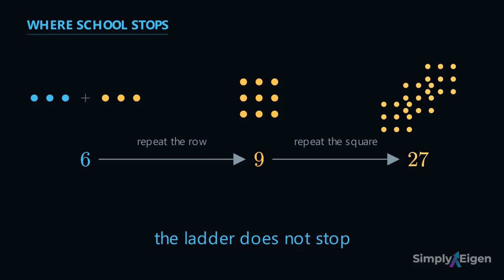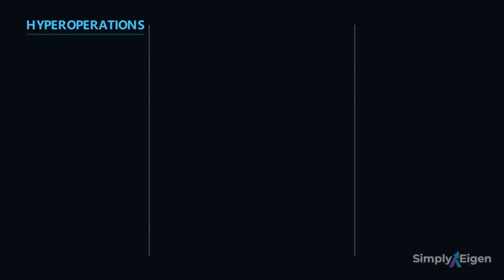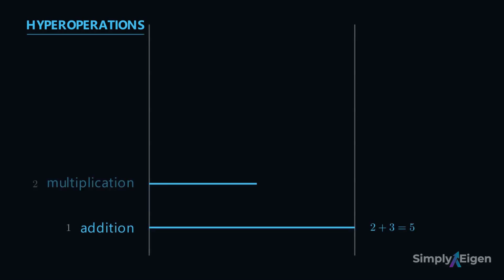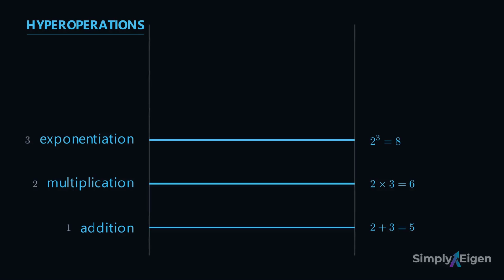The ladder does not stop. There is no reason it should. If exponentiation is repeated multiplication, then something must be repeated exponentiation, and something must be repeated that. The whole family has a name. They are called hyperoperations, and they are numbered.